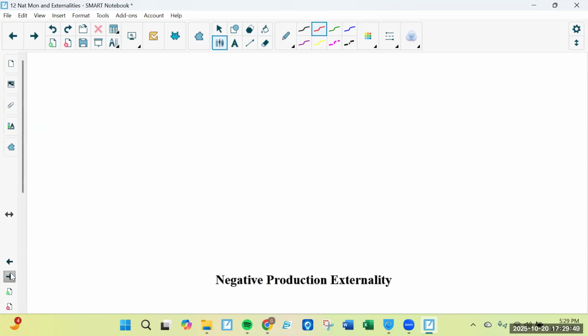All right, first one I'm going to draw is a negative production externality. If you follow this routine, anytime you get an externality question, you will get these right. So practice drawing these. Follow the routine, and you've got it down.